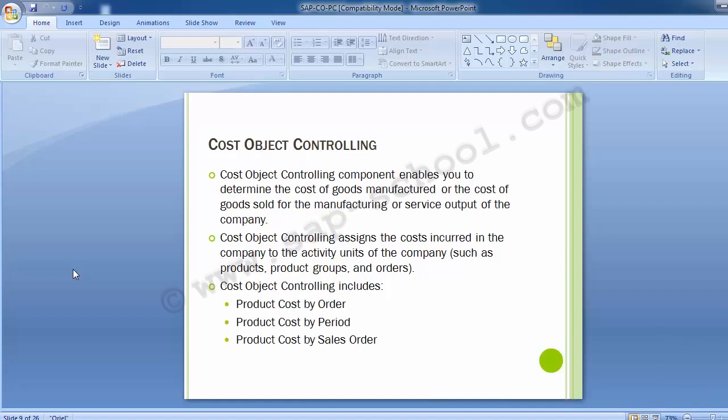So now moving back to the second component of product costing, that is cost object controlling. Cost object controlling enables you to determine the cost of goods manufactured or cost of goods sold for the manufacturing or service output of the company. Cost object controlling assigns the cost incurred in the company to the activity units of the company, such as products, product groups, and orders.